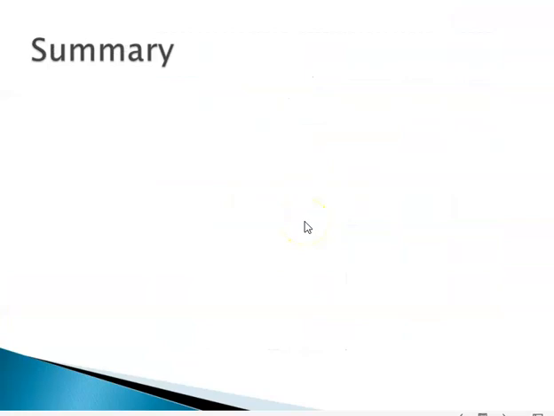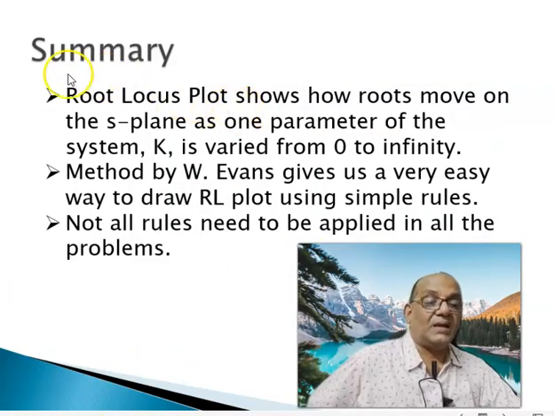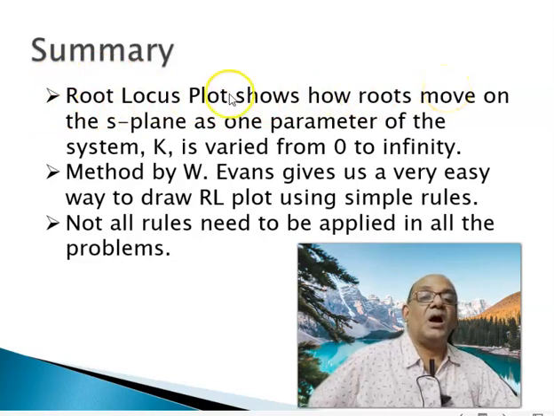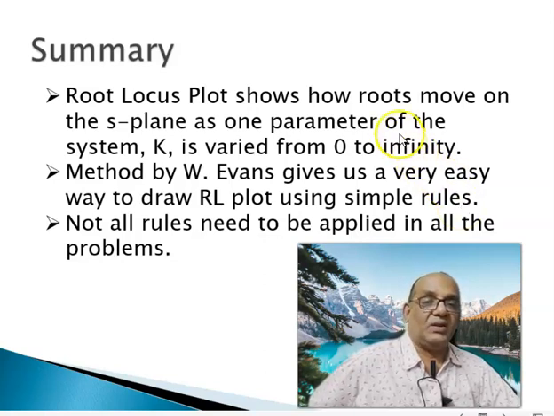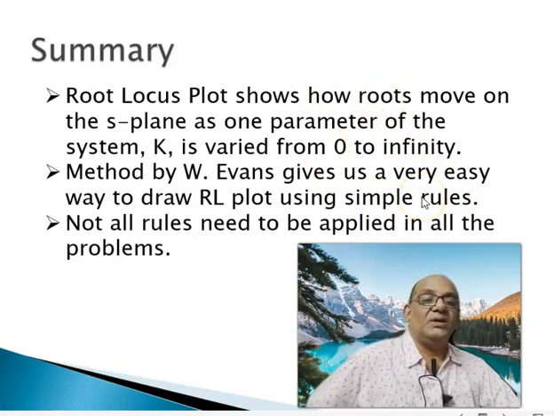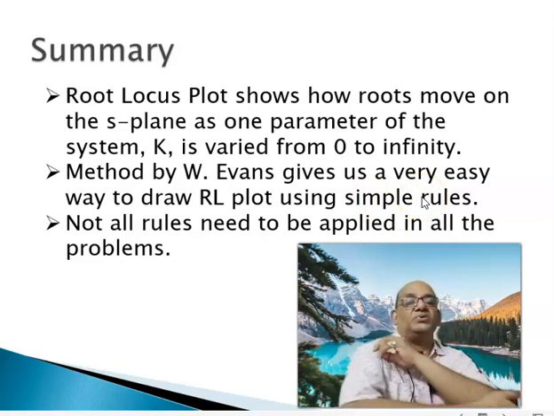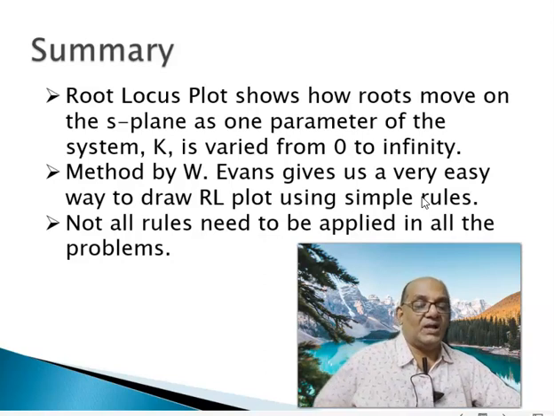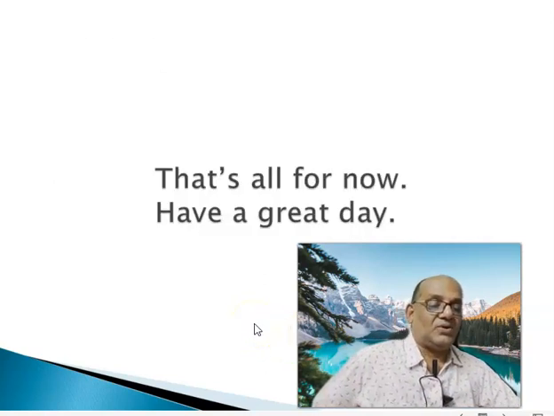With that, we'll summarize. The root locus plot shows how the roots move in the S-plane as one parameter is varied from 0 to infinity. The method given by Walter Evans gives us a very easy way to draw root locus plots using simple rules. There are 6 in number, but we need not always use all of them. If there are no points of intersection with the imaginary axis, you don't use that rule. If there are no complex poles or zeros, we don't use that rule. I think that's all we have for now.